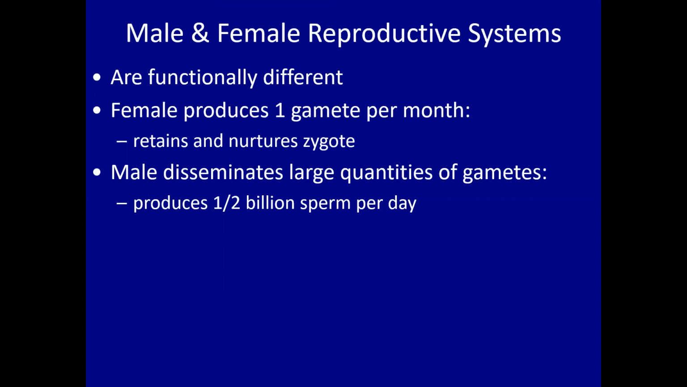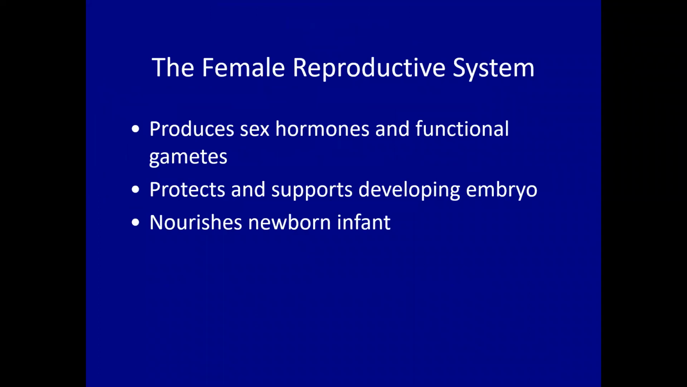The female produces 1 gamete per month, and the male has the ability to make many billions of sperm per month. The female reproductive system has sex hormones and functional gametes that protect and support the developing embryo and nourishes a newborn infant.